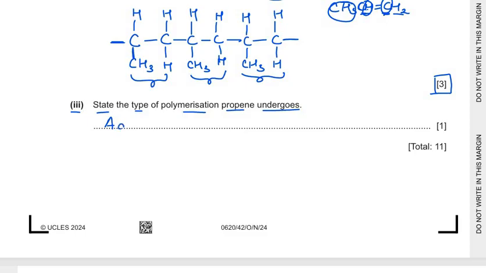Now this is addition polymerization, because the monomers are just added one on the other, and there is no elimination or discarding of any atom or molecule. There is no byproduct formed also. There is only one product, that is polymer. So this is addition polymerization. Okay, I have written polymers, so polymerization has to be written.